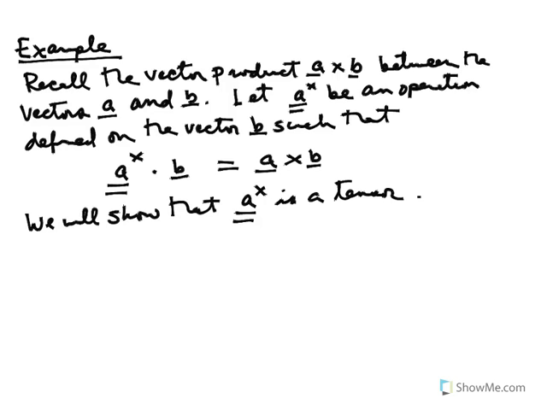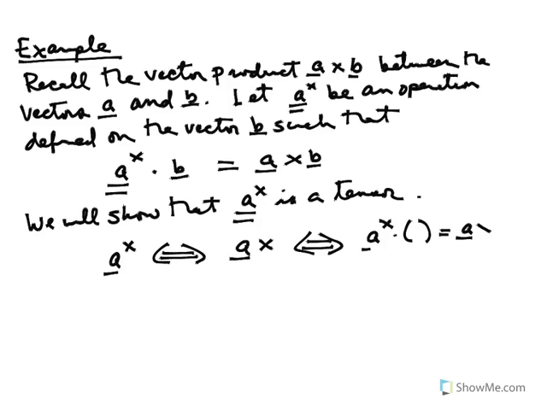Well, let's actually go through the steps. So A cross is the same thing as taking the cross product of A with something, right? So another way of looking at this is that we can say that A cross operated on something is equal to the cross product of A with that same something. It's just an empty argument. In this case, it's B. Now, what we need to show is that the operation A cross, where we actually take the cross product, is a tensor, right? So how do we do that?